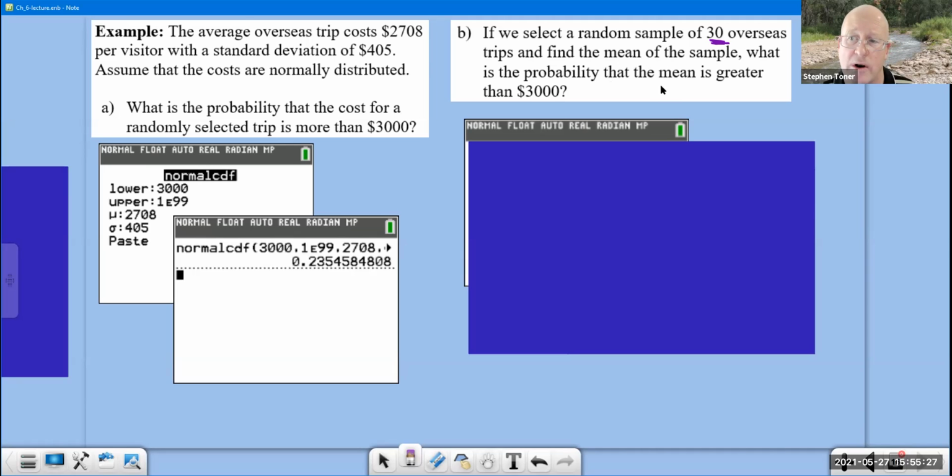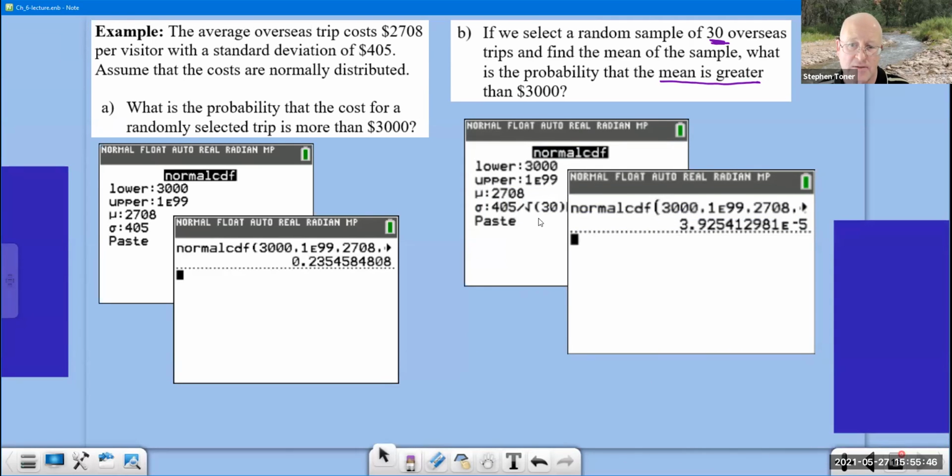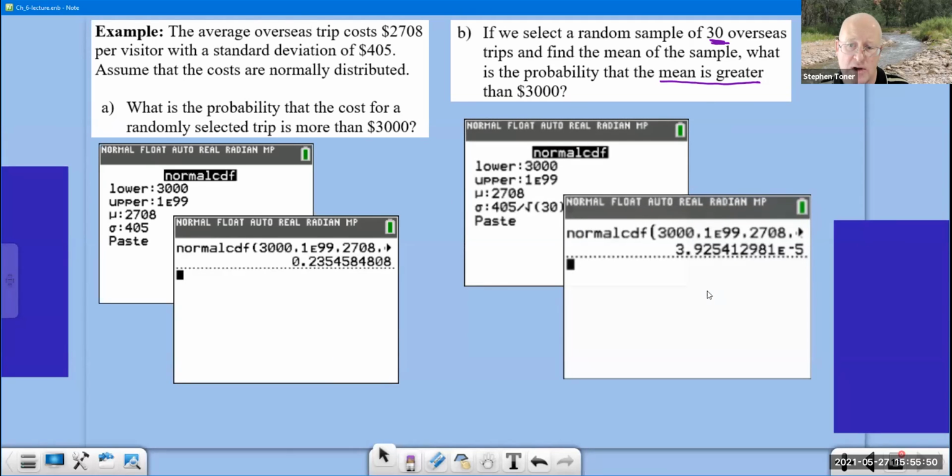Now, the second problem says we select a random sample of 30 trips and find the mean of the sample. We want to know, is the mean greater than 3,000? Now we're going to be doing the problem the same way, but our standard deviation of 405 will be divided by the square root of 30. You can see that I've got that right there on the screen. And so out comes our value here.